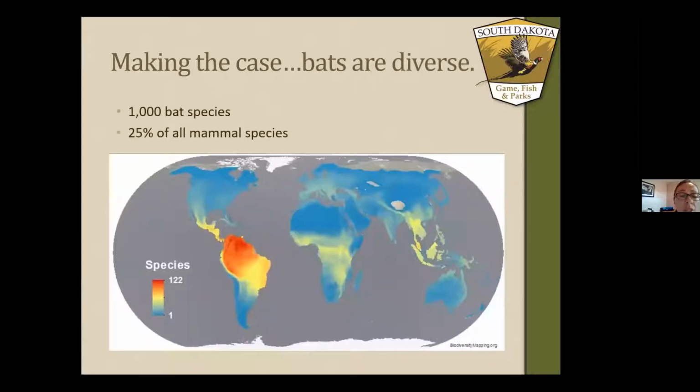So first, bats are really diverse. There are 1,000 bat species in the world, and this makes up 25% of all the mammal species on Earth. The colored areas on the map show all the places in the world where bats are found. The colors represent the number of species in different places. The red areas have the highest species richness. Those dark red areas have about 120-some species, which is really, really diverse.